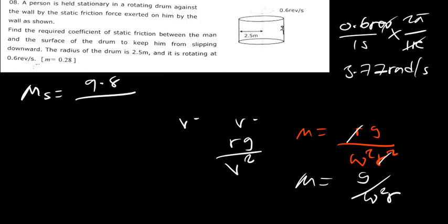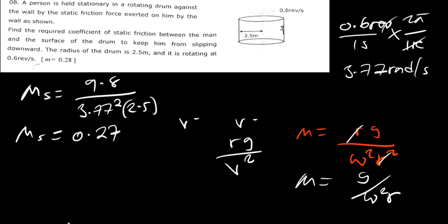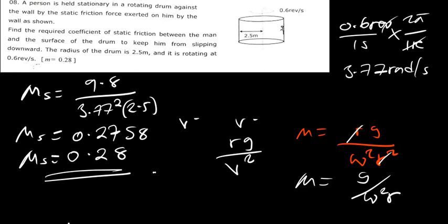It's the same thing that we are getting. Yes, 3.77, but we square it, then times the radius, which is 2.5. So what answer are we going to get? 9.8 divided by, open brackets, 3.77 squared times 2.5. So I'm getting 0.2758. If I round it off, 0.28. Did you understand these things?